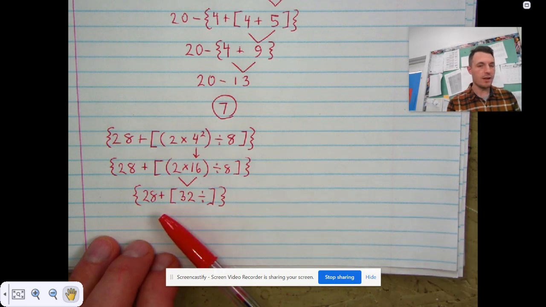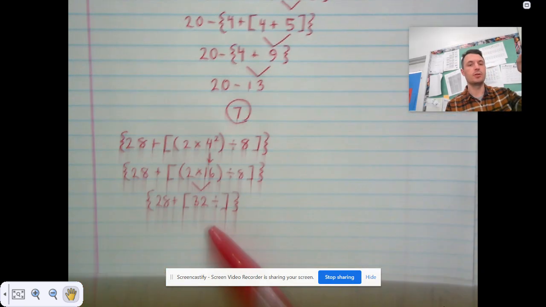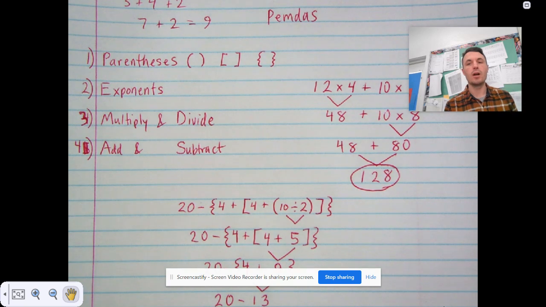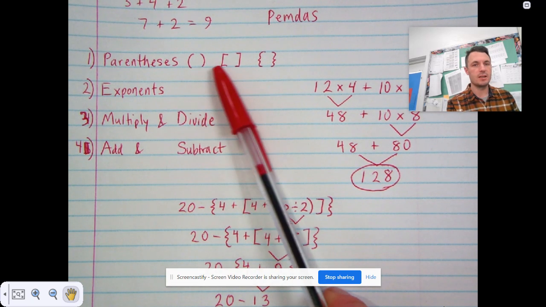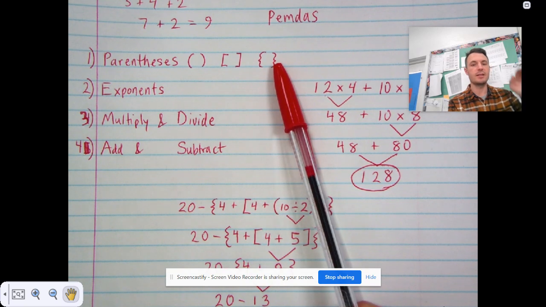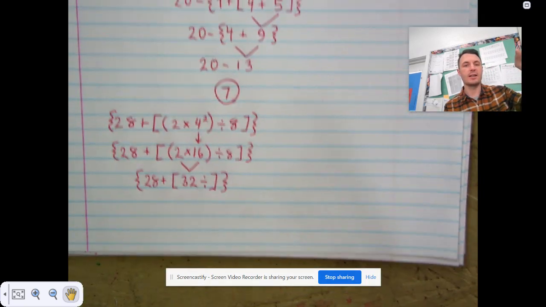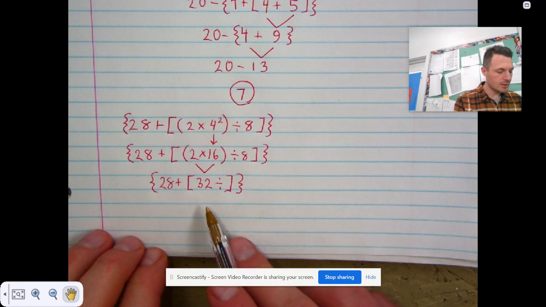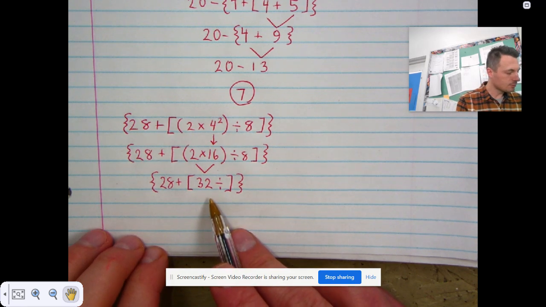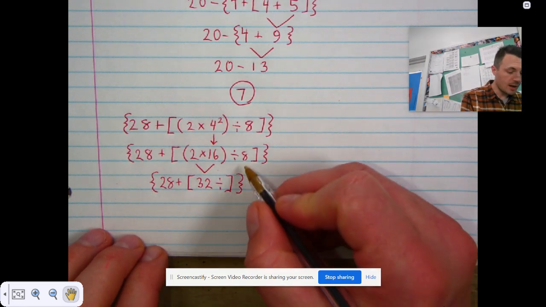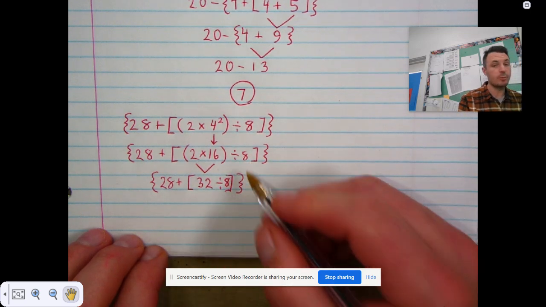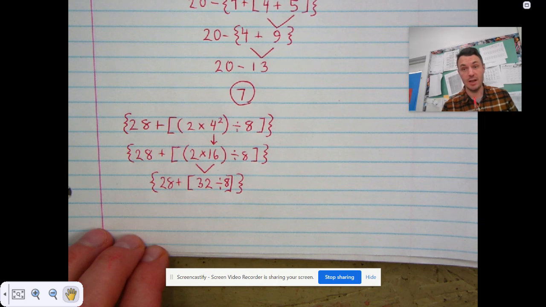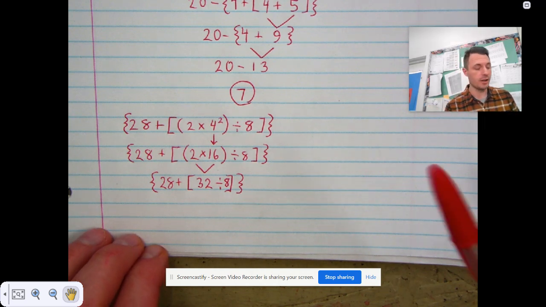Okay, now I still have brackets and braces to do, and in the order of operations, in the first step of parentheses, it's regular parentheses, then brackets, then braces. I still have brackets here. And inside the brackets, oh, look at that. I made a mistake. I didn't bring the 8 down. I was like, 32 divided by what? You gotta be really careful. See, I just made a mistake. You can make a mistake too if you're not careful.